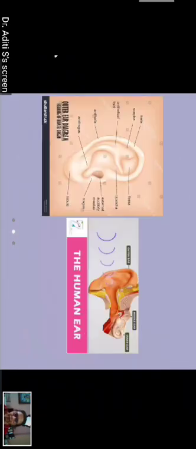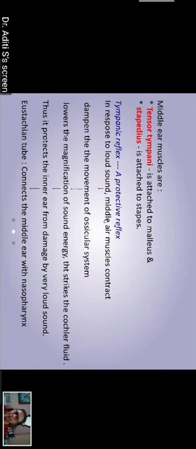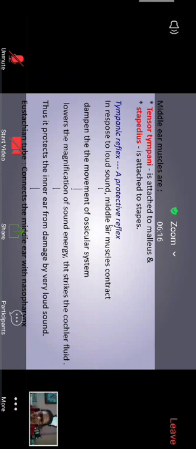Sorry, one thing I have forgotten. This is the tympanic reflex, which is a protective reflex. In response to a very loud sound, it dampens the movement of the ossicular system and thereby lowers the magnification of the sound energy that strikes the cochlear fluid. In this way it protects the inner ear from damage by very loud sound. This is called the tympanic reflex. It is written here, you just give a reading.